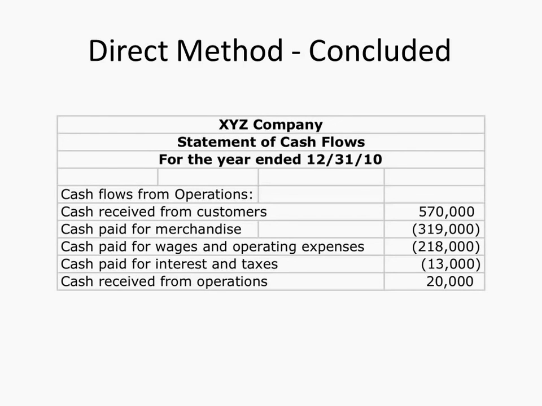went off. Okay. So that will bring us to cash received from operations. Any questions? Yes? Prepaid expense, here, cash paid for wages and operating expenses. So wages was $216, we added $2,000, now the total is $218. Okay? Because prepaid expense went up. That means we paid something.